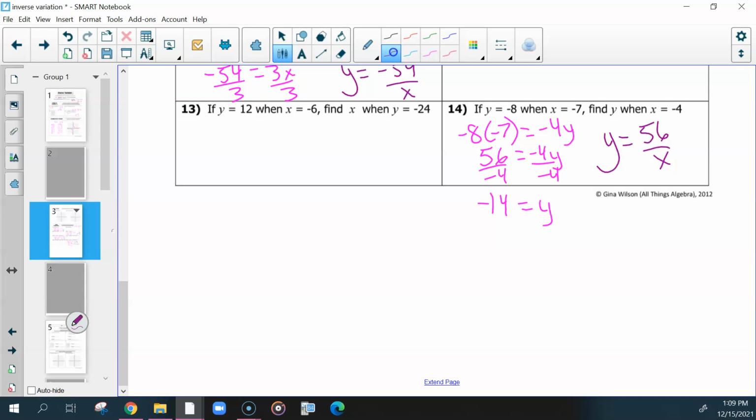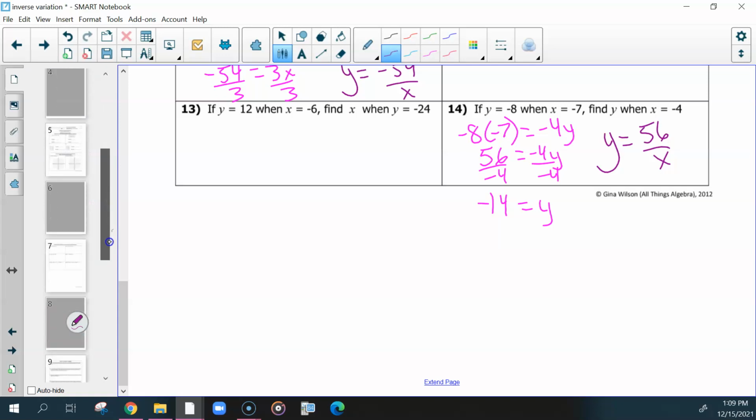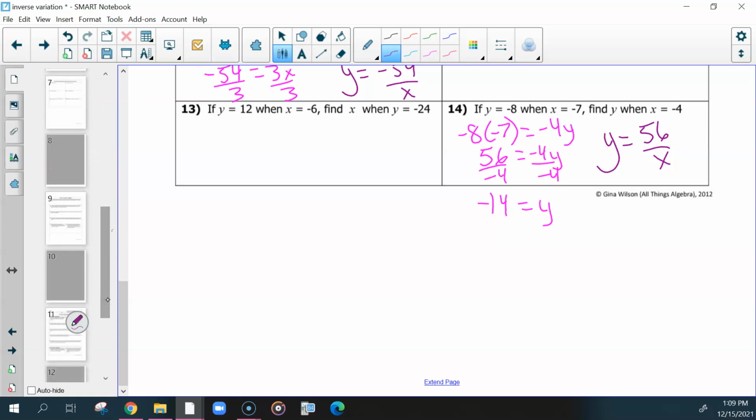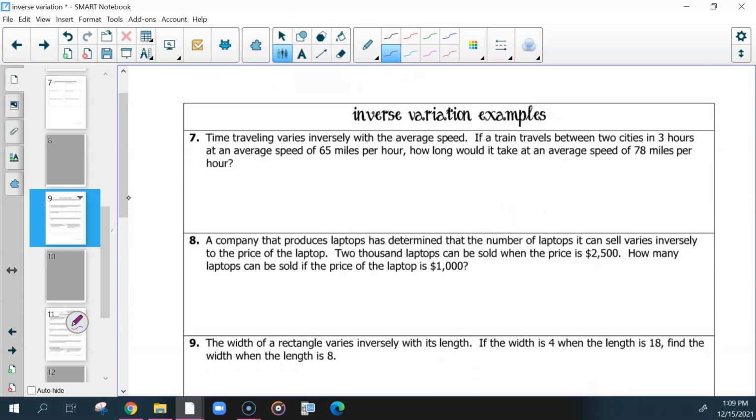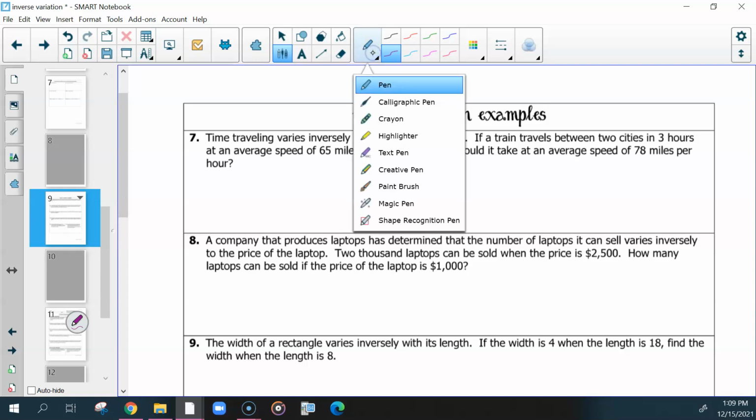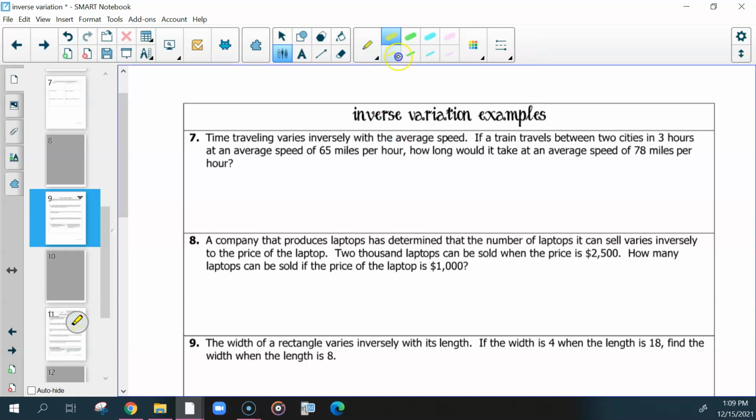Hopefully you see the difference in how we solve and find missing values for direct and inverse variations. Now let's actually do some word problems. Just as with any word problem, read through it, find anything that is important. So number 7, we'll read through, and then we'll highlight, then we'll set it up and solve.